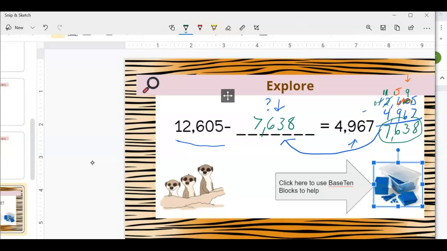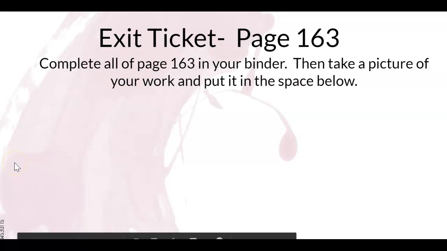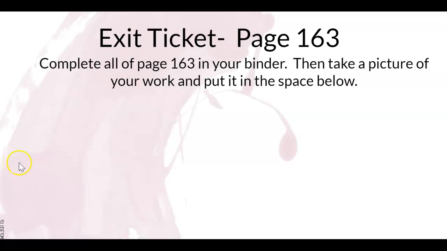7,638 is our answer. And I don't mind if you use a calculator to double check your work on this one. So moving on, a couple slides down, we have an exit ticket for a grade on page 163 in your math binder. I want you to work on that independently. Complete the entire page, and then I want you to take a picture of your work on page 163.